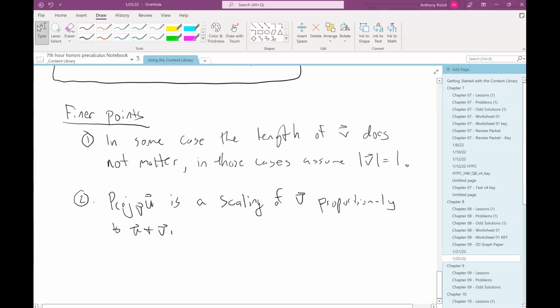So again, the two takeaways here is that if the length of v apparently doesn't matter, we're just going to choose the length of v to be 1. We're going to treat v like a unit vector. And then just remember that this projection calculation is really just scalar multiplication.